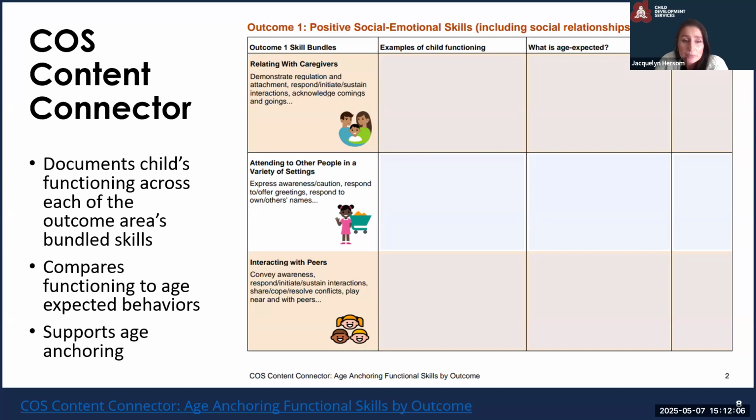In the child outcome summary process, teams may choose to gather information about a child's functioning through teaming discussions for each outcome area. The COS content connector, shown here, lists each of the 6 bundles that teams will gather evidence of for each outcome area. It also provides space for examples of the child's functioning and for what is age-expected behavior. The results are used to come up with an age anchor, the next step in the COS process.